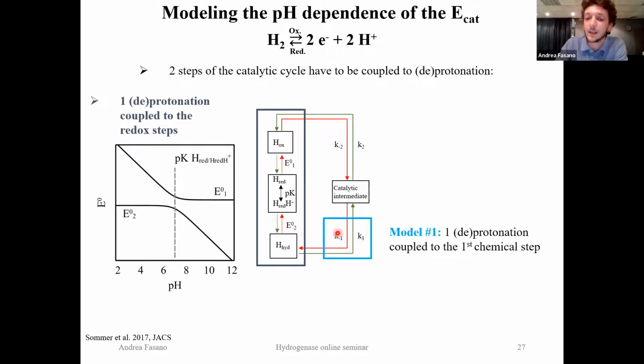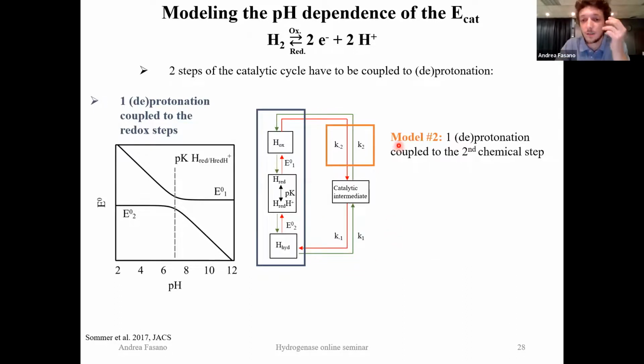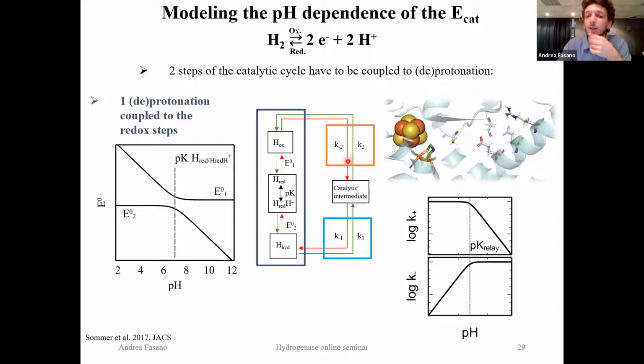It can either be coupled to the first chemical step, and this gives model 1, or to the second chemical step, and this gives model 2. Now, independently of where we assume this second protonation to be, we need to remember when we model it that we have a proton transfer chain of residues that can work as a proton relay. This proton relay can have a pK, and so the way we model the rate constants for protonation and deprotonation is to assume that the protonation rate constant is maximal at pHs lower than this pK of the proton relay, and then it decreases 1 decade per pH unit at pHs that are above this pK, and exactly the opposite for the deprotonation rate constant.